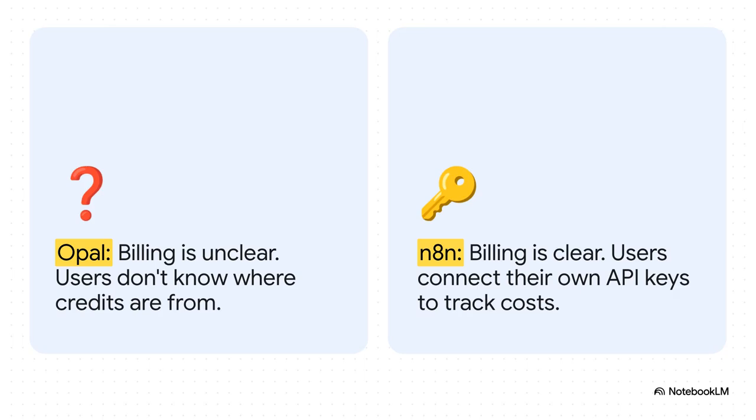And that locked down thing leads to a really big problem, the reviewer pointed out: the billing. With a tool like N8N, you bring your own API keys for things like OpenAI, so you know exactly how much you're spending. With Opal, it's a complete black box. Nobody knows where the cost is coming from. Is it your Google subscription? Gemini credits? This is a huge deal if you want to use it for any real work.